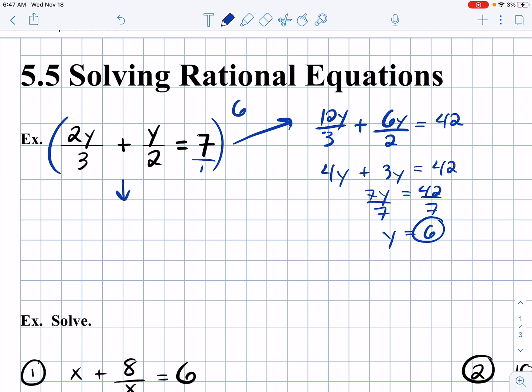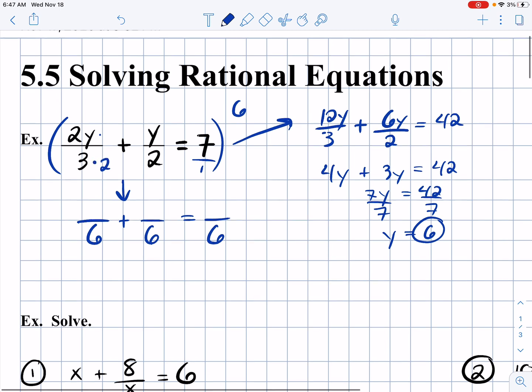Some of you like to do another method. Some of you like to rewrite these fractions so that they have the same denominator, and we can do that as well. The denominator needs to be the least common denominator, so that would be 6 for all of these. We multiply the 3 by 2, so we need to multiply the numerator by 2, which is 4y. We multiply the 2 by 3, we multiply the numerator by 3, and then same with your 42, right? And then we can combine like terms over here, 4y over 6 plus 3y over 6 equals 42 over 6.